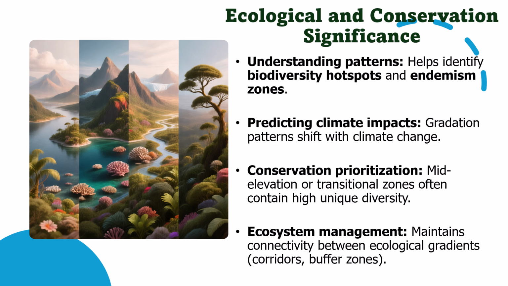Conservation efforts can prioritize mid-elevation or transitional zones, which often harbor unique and high biodiversity. Additionally, effective ecosystem management relies on maintaining connectivity across gradients through ecological corridors and buffer zones, ensuring the flow of species, genes, and ecological processes essential for long-term ecosystem stability.